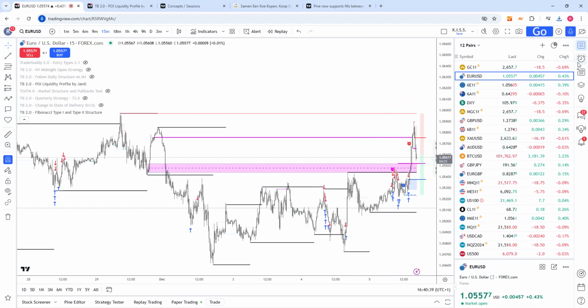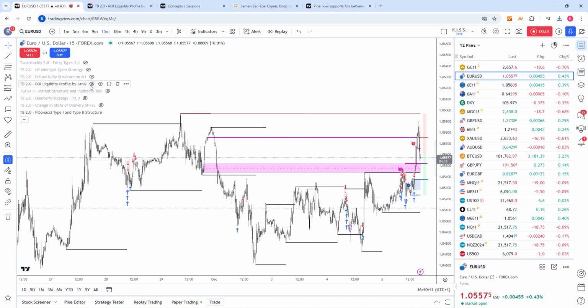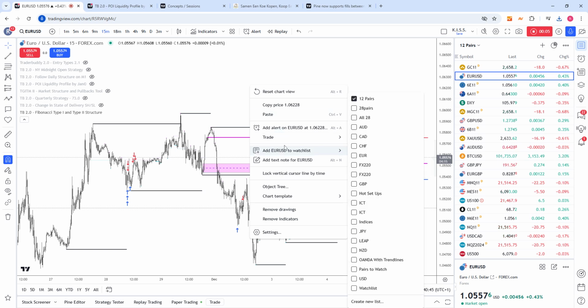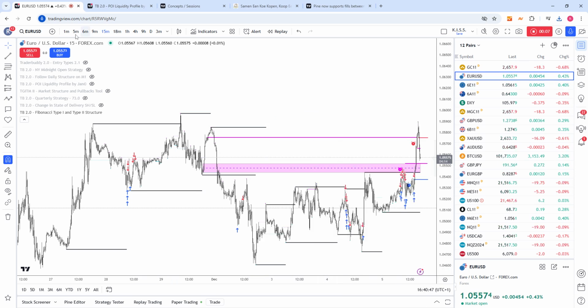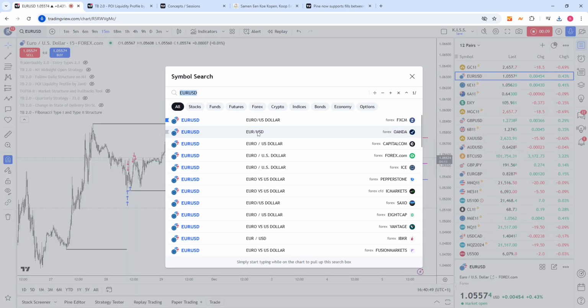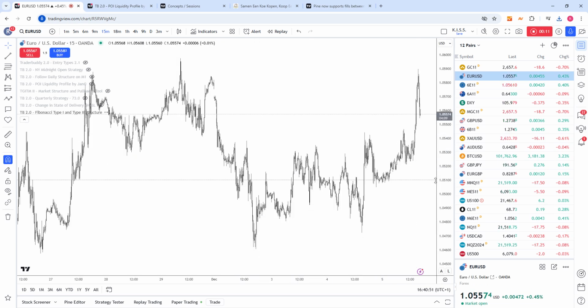Okay. This one out of the way. Let's go to a different symbol, otherwise I have to delete all those drawings.